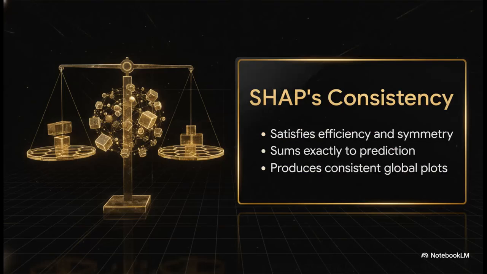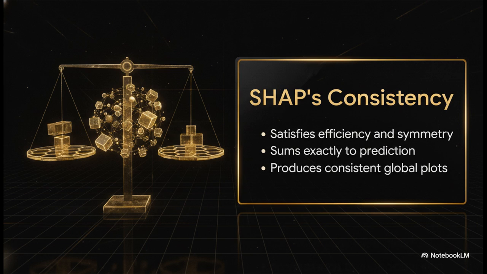SHAP, on the flip side, guarantees consistency. This means all of those feature contributions sum up exactly to the prediction, and that is the absolute gold standard required for compliance trails. Because it's rooted in rigorous mathematical axioms, a SHAP explanation is an exact decomposition. If you add up the SHAP values for the income, the credit score, and the debt ratio, it will perfectly equal the model's final probability score, every single time.